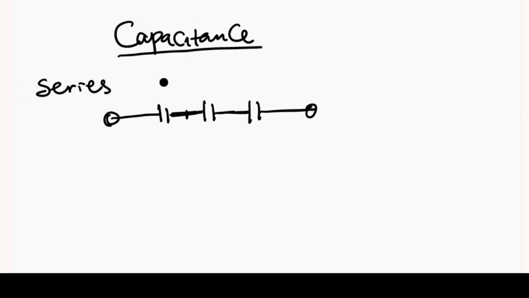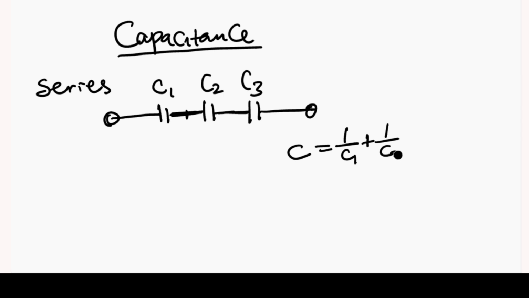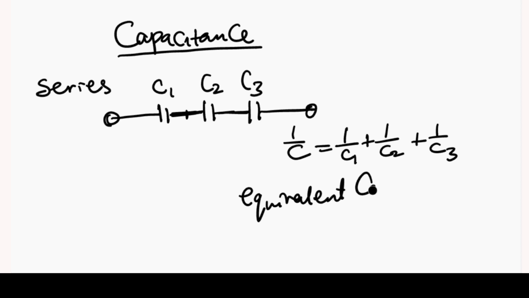If we call these C1, C2, C3, the equivalent capacitance here is calculated using the formula 1 over C equals 1 over C1 plus 1 over C2 plus 1 over C3, where C is the equivalent capacitance. It means the total capacitance. Are we getting it now? The next one we'll talk about is the parallel connection.